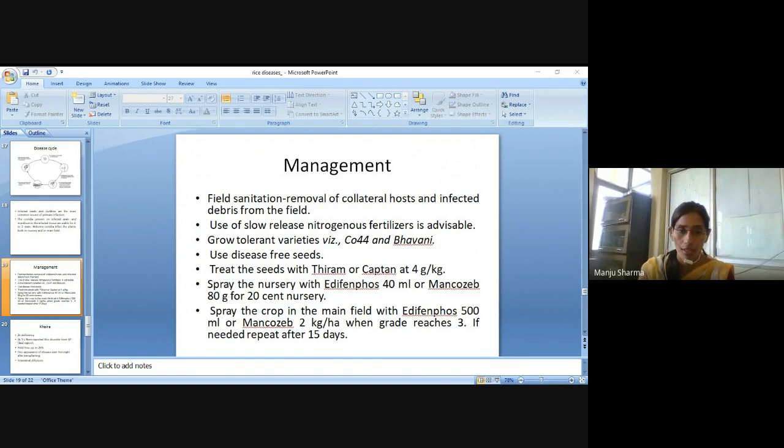Spray the nursery with Edifenphos 40 ml or Mancozeb 80 gram for 20 cents nursery, and spray the crop in the main field with Edifenphos 500 ml or Mancozeb 2 kg per hectare when grade reaches 3. If needed, then repeat after 15 days.